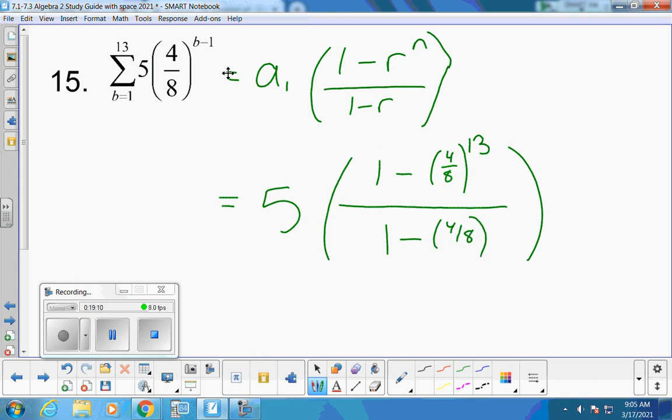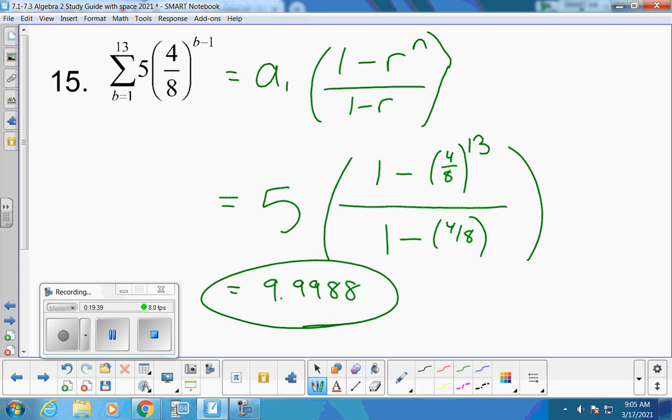All right, if I'm using the little red calculator, 1 minus, parentheses, 4/8 to the 13th power, enter, divided by 1 minus 1/2 is just 1/2, so I'm just dividing by 0.5, times by 5. Did you guys get 9.998779297? 9.9988. I'll just round it.